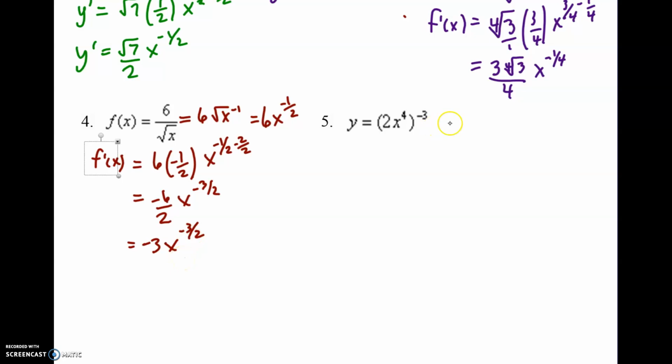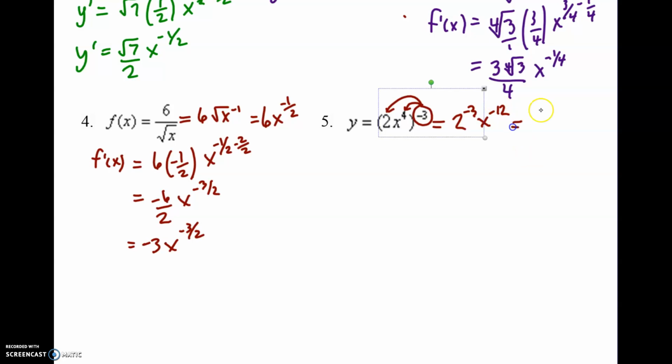Number 5, we see that here, when we have an exponent on the brackets, this exponent is on all parts, so the coefficient as well as the variable. So we can rewrite this as 2 to the power of negative 3 multiplied by, now what do we do when an exponent is on an exponent? We multiply. So this is x to the power of negative 12.